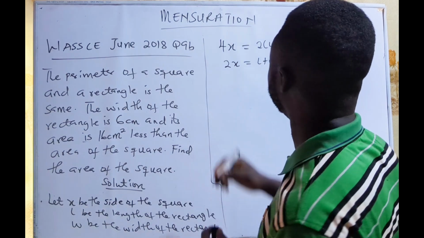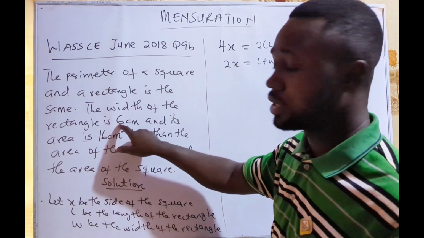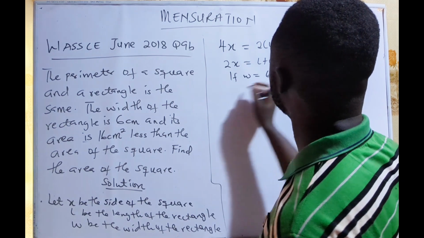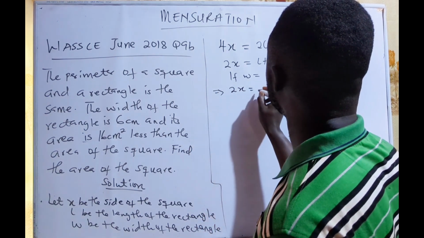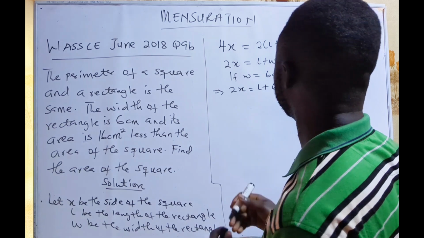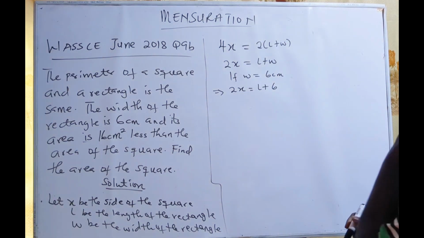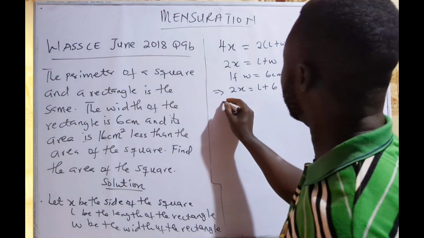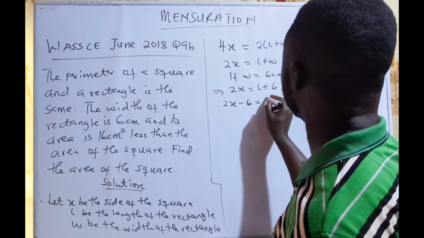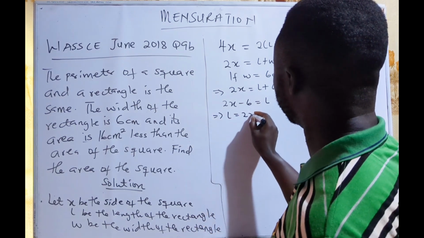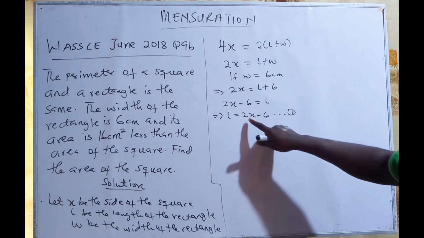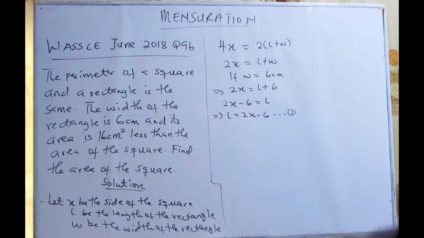L plus W. But the width of the rectangle is 6. So if W is equal to 6 centimeters, then we can see that 2x is equal to L plus 6. All right. So let's make L the subject, so that 2x minus 6 equals L. Now L is 2x minus 6, and let's put this down as equation 1. So the length of the rectangle is 2x minus 6. That is our equation 1.